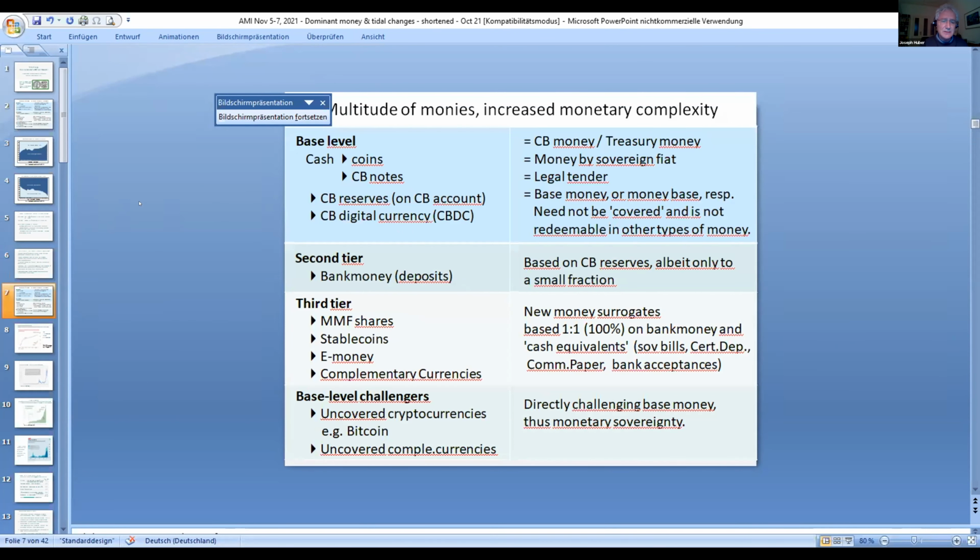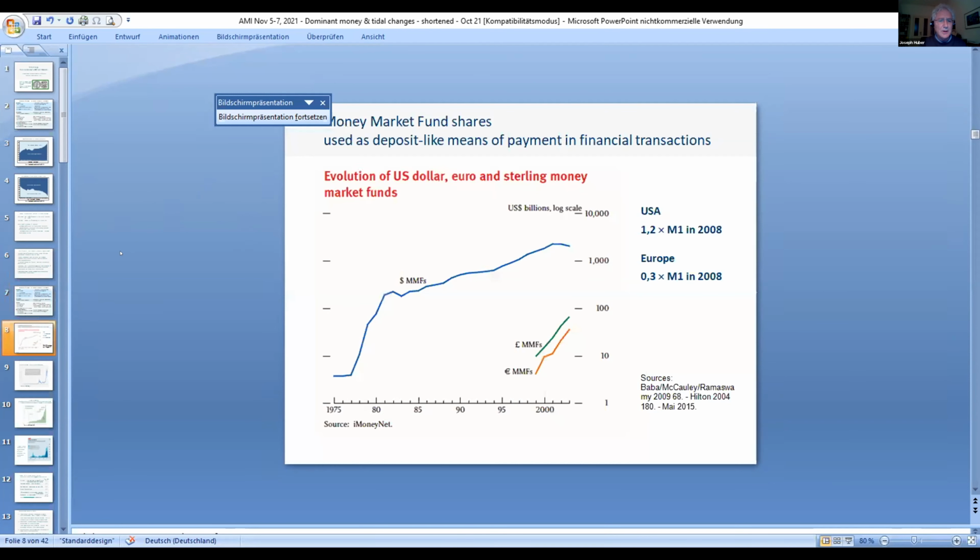Now let's consider the third tier. If you look in any of the widespread economic textbooks, I think that third tier doesn't exist. It's not supposed to exist so far, but it exists, and importantly so. And this can be seen, for example, for the money market funds. When the crisis in 2008 set in America, the money market funds exceeded the quantity of bank money and cash together.